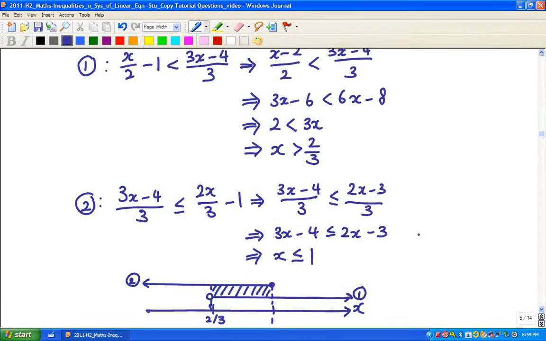Hence the final solution should be 2/3 is strictly smaller than x, and x must be less or equals to 1.